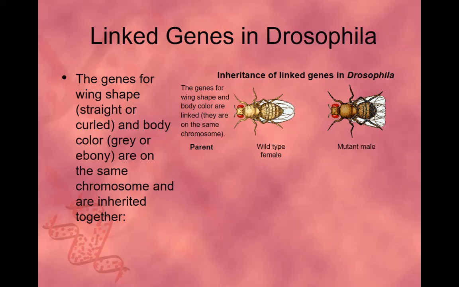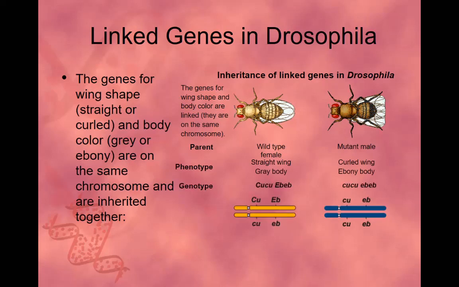Now, if we look at the phenotypes for each of these, you can see that the wild type female has straight wings and a gray body, but the mutant male has curled wings and an ebony body. So if we go ahead and take a look at these particular traits, you can see the alleles here are CU and EB, curled wings and ebony, and it turns out that the terminology here is kind of the reverse of what we've been doing.